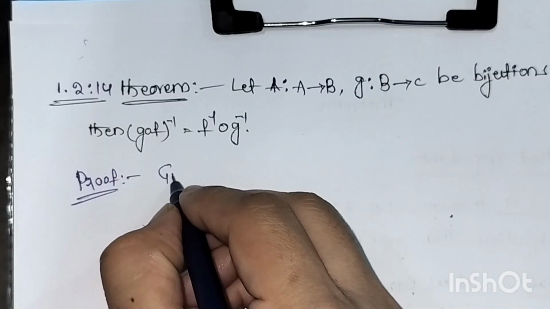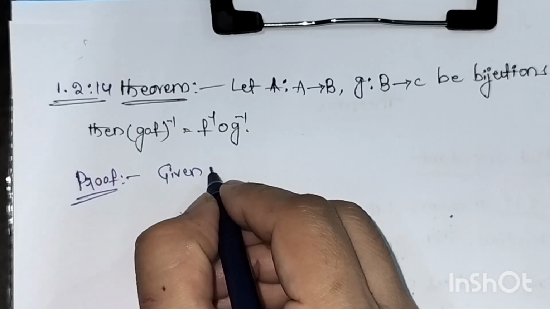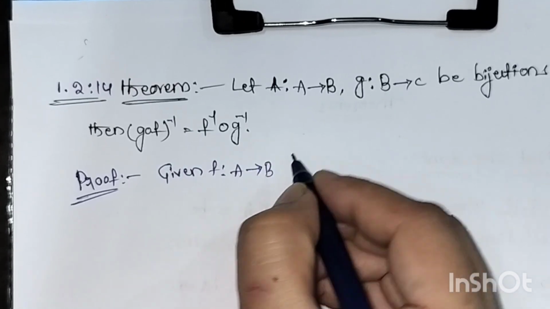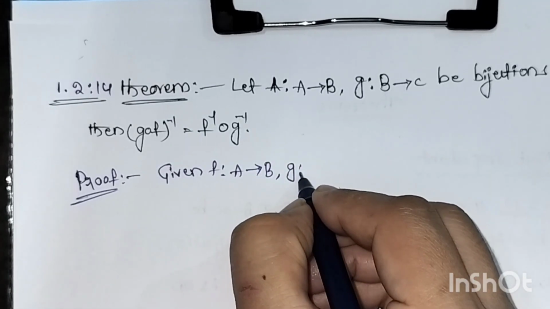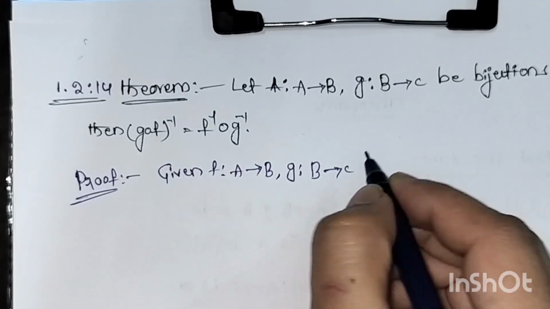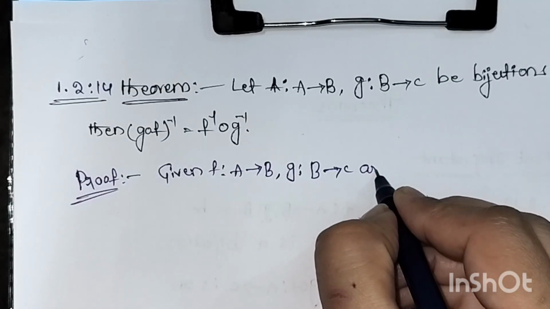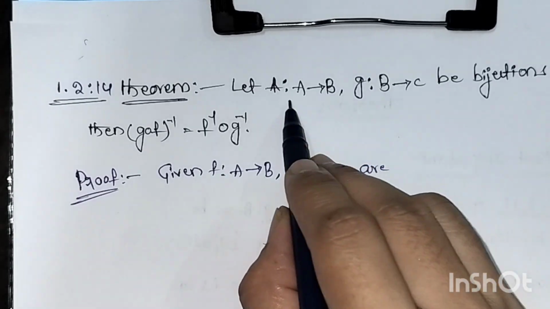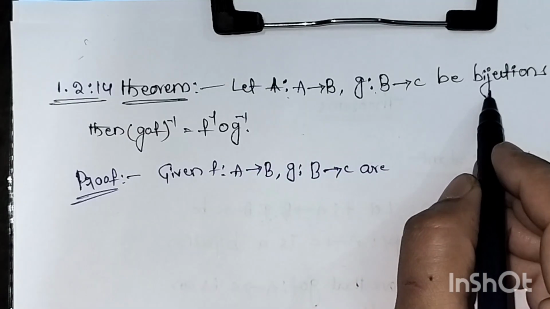Given f maps A to B, g maps B to C are bijections. Already they are given. f and g functions are bijections.